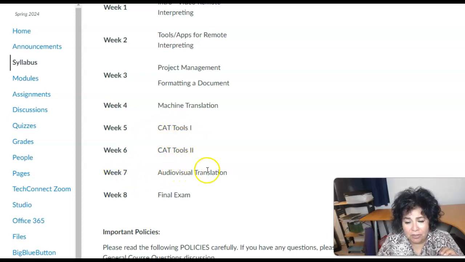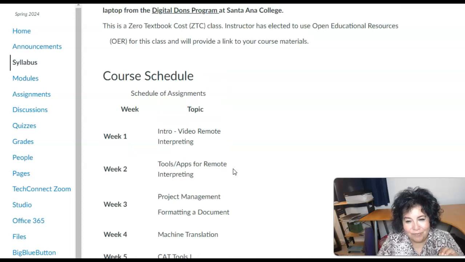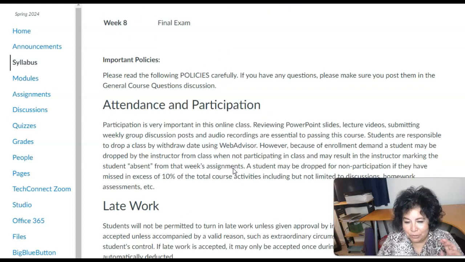That's when we're going to do the computer assisted translation tools. And then we're going to talk about visual translation with subtitling and what other opportunities are out there. And then your final exam. You're also going to take a midterm between weeks 4 and 5, and I will give you a study guide. So don't stress. This is a 1-unit class.